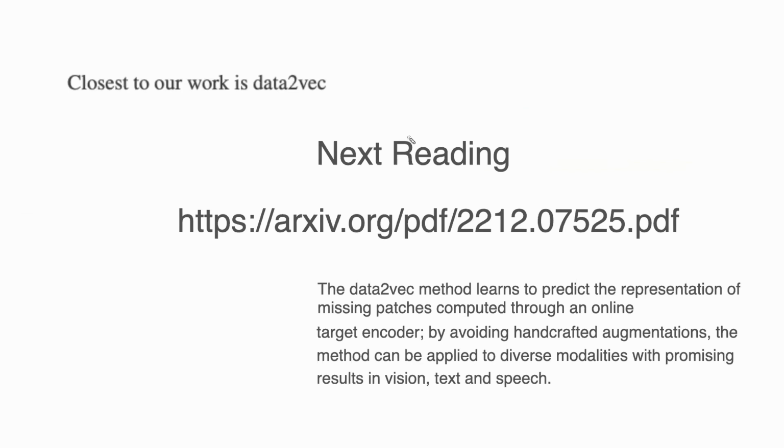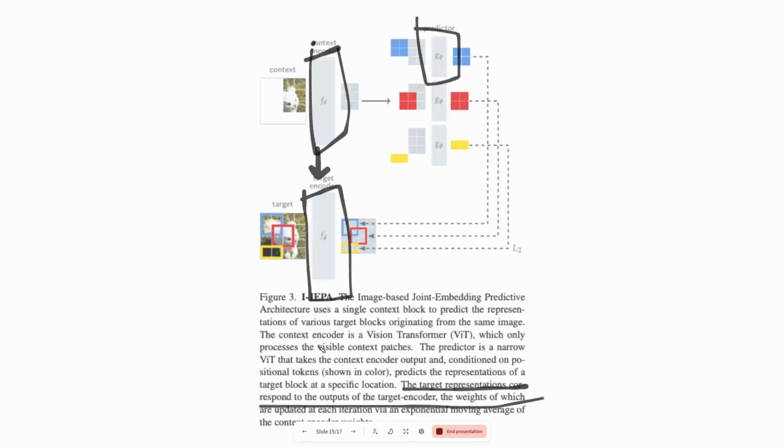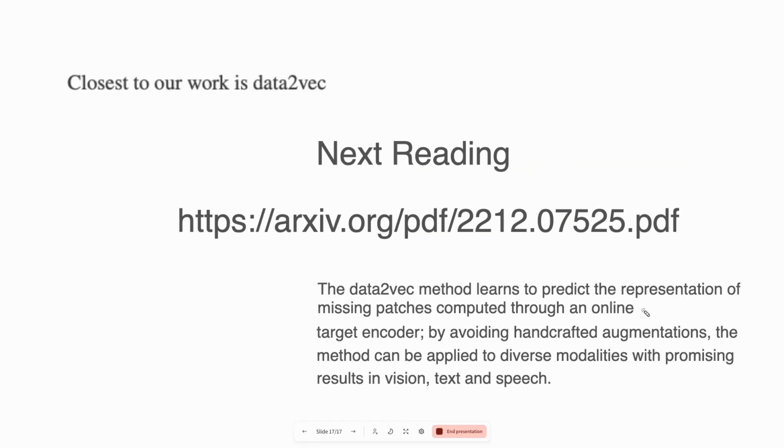And as a final note, I picked this snippet as well, where they talk about the data2vec method. Reading this now makes this line make a lot more sense, because even in the data2vec paper, the target encoder is being updated in an online fashion, right? The updates to the target encoder are not coming from the optimizer. In the JEPA paper, it's coming from the weight updates applied on the context encoder. Again, I haven't read the data2vec paper completely, so I do not know what their online strategy is, but that's one thing that data2vec and JEPA share.